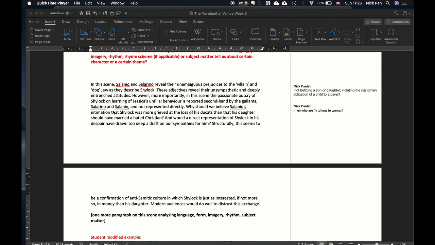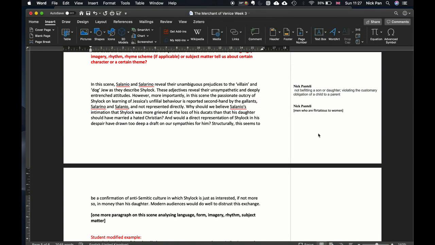However, more importantly, in this scene, the passionate outcry of Shylock on learning of Jessica's unfilial behavior, so violating the customary obligations of a daughter, is reported secondhand by the gallants Salarino and Salanio, in fact. So gallants are men who are flirtatious to women, and not represented directly. So this kind of mimicking of Shylock, why should we trust it?